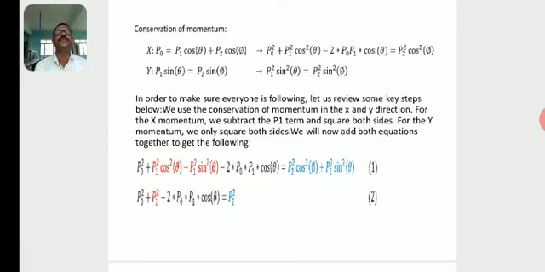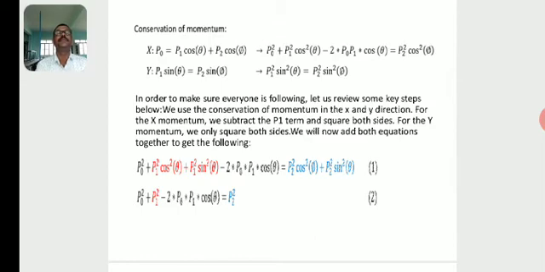In order to make sure everyone is following, let us review some key steps. We use the conservation of momentum in the x and y directions. For the x momentum, we subtract the P1 term and square both sides. For the y momentum, we only square both sides. We will now add both equations together to get the following.